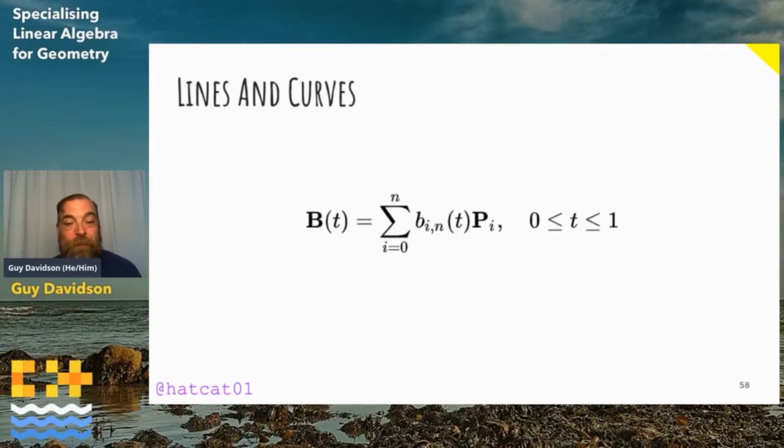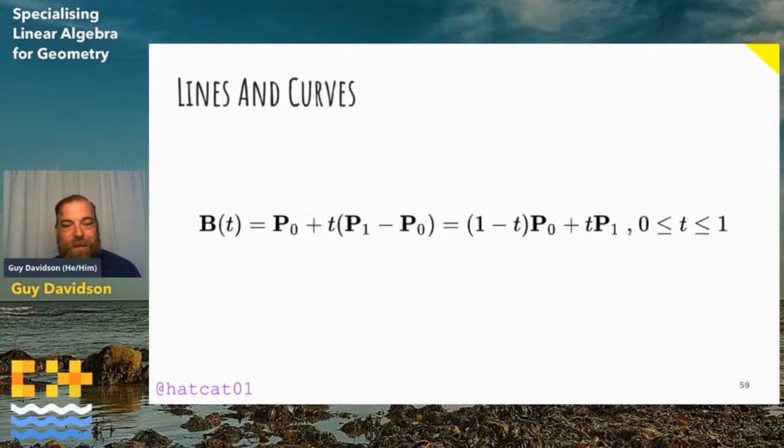The general form of a Bezier curve is this. B(t) equals the sum from i equals 0 to n of b_i,n(t) P_i for t between 0 and 1. n is the number of control points, P are the control points, and b_i,n is the Bernstein basis polynomial, which makes B(t) a Bernstein polynomial. So let's expand this for 2 control points, because it's just going to look much easier this way. So B(t) equals P0 plus t(P1 minus P0).